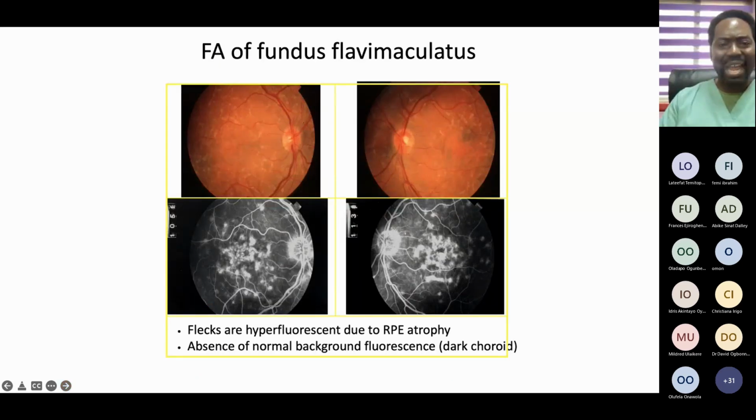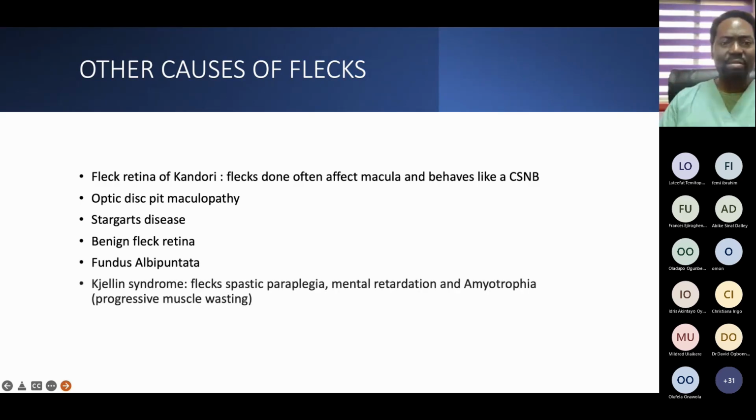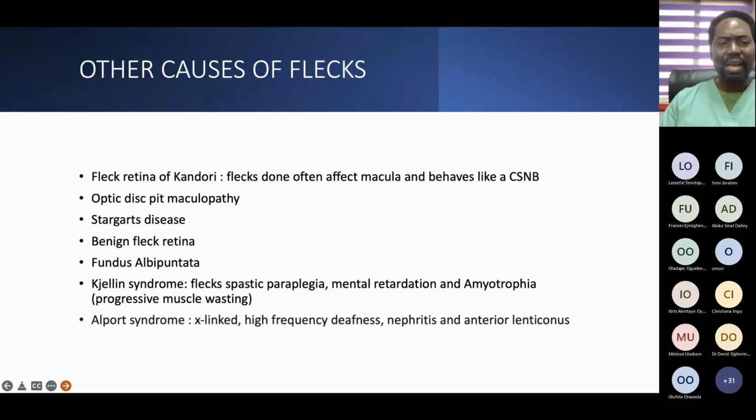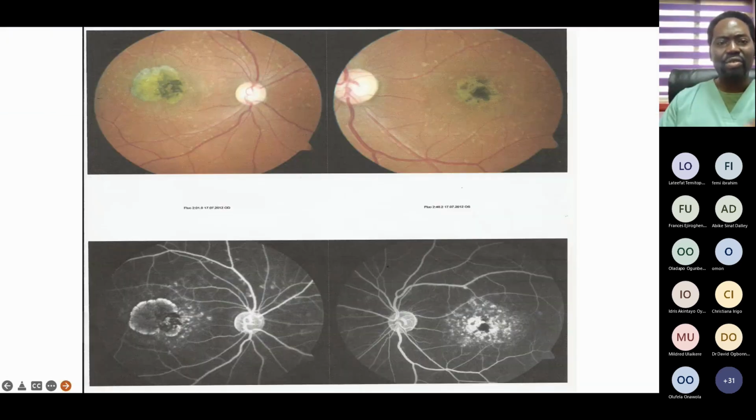Sometimes those flecks can be hyperfluorescent, sometimes they can be hypofluorescent, but the characteristic appearance we get, these are other causes of flecks: retinitis punctata albescens, optic disc maculopathy, Stargardt, benign fleck retinopathy, fundus punctatus, Alport syndrome. All these can cause flecks, but I want us to show.